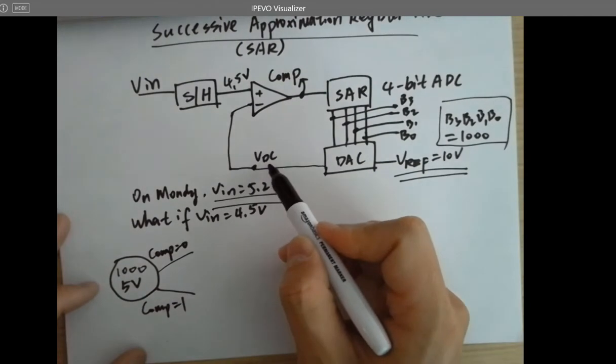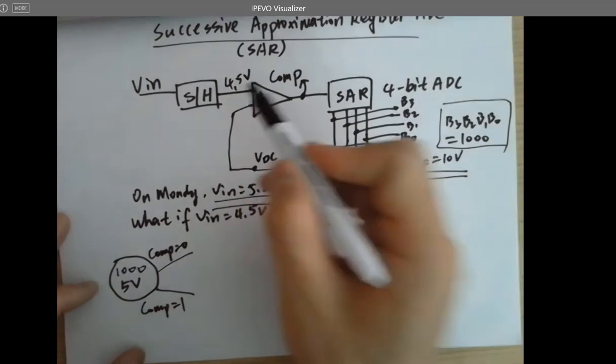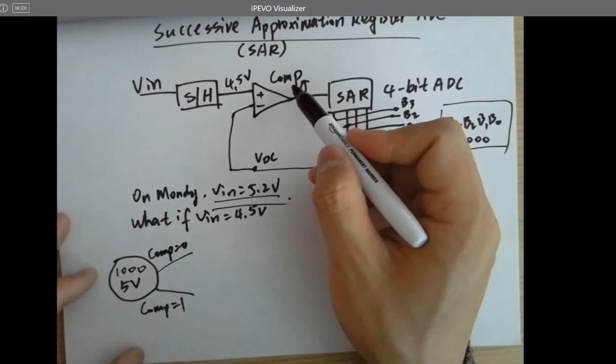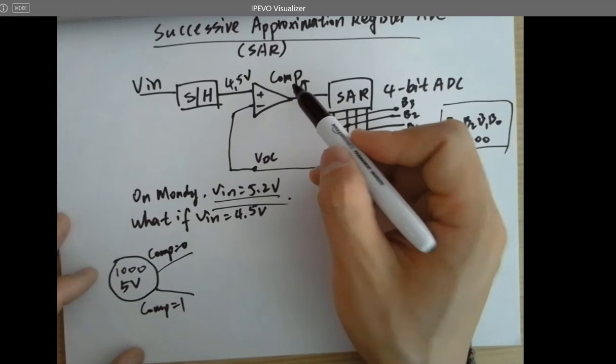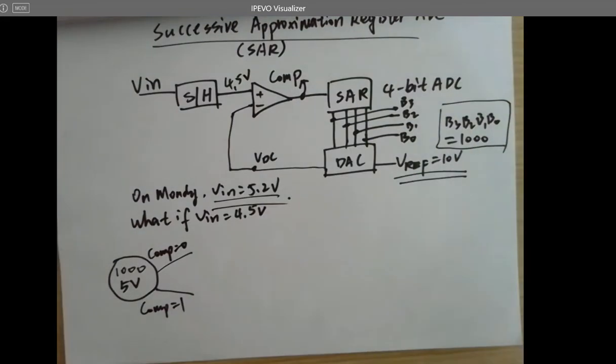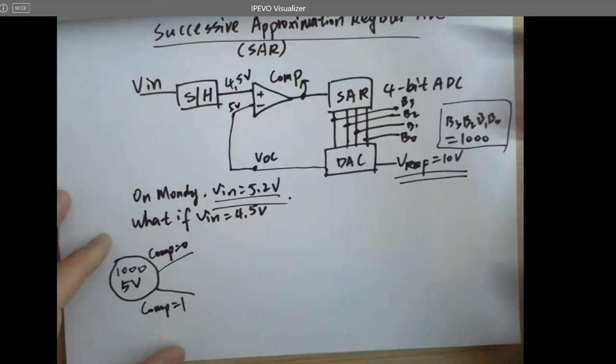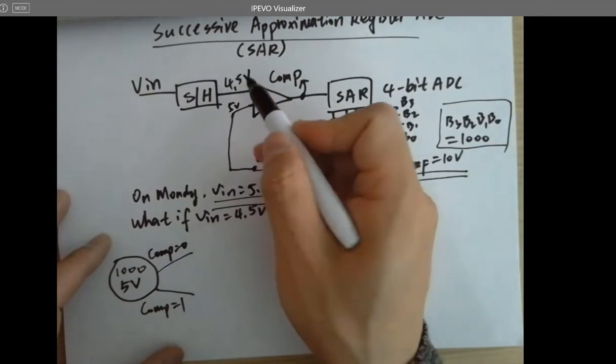And V-in is 4.5 volts. So let me know, what's the value of comp? What's the value of comp? The output of the comparator. Comp for short, right? If you got 5 volts here, I have to write it down here so I can compare.